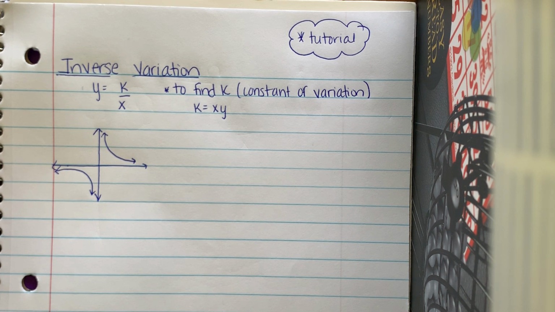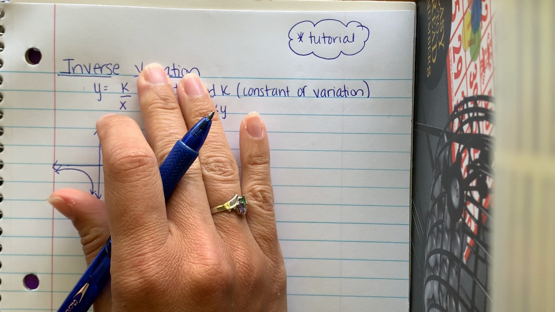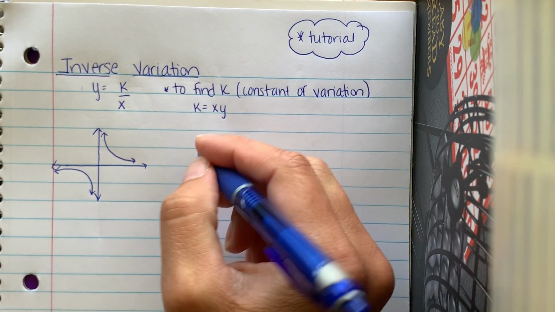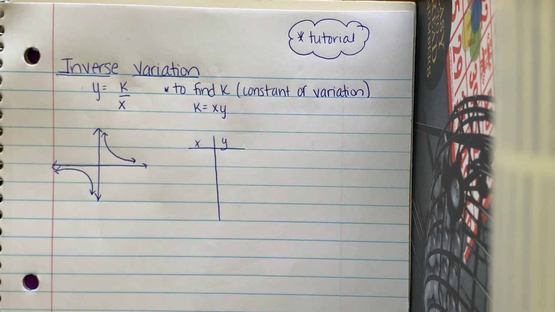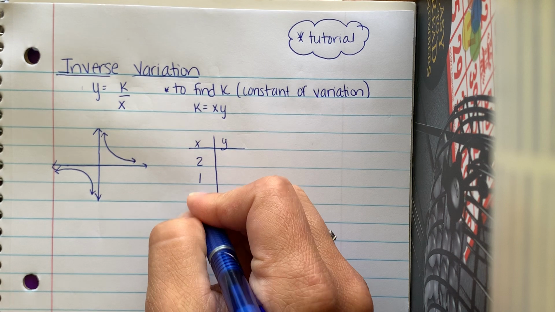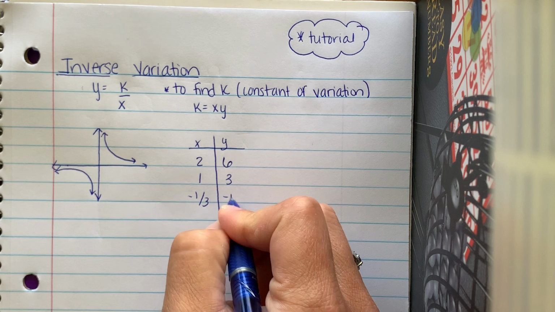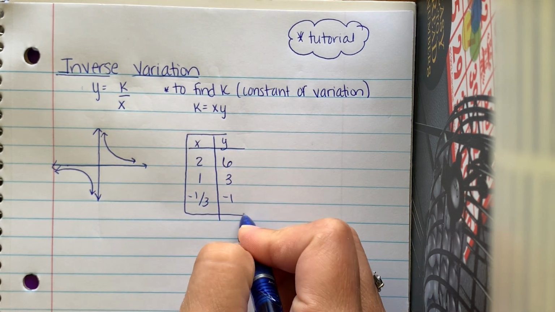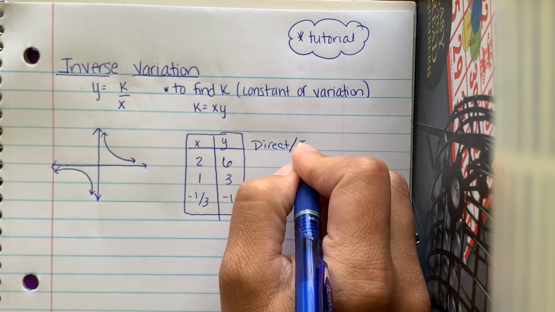So on your worksheet for this week for inverse, they're going to give you a table of values, and they're going to ask you if the table of values is an inverse variation or if it's a direct variation. So let me see if I can find one that's not going to be on your worksheet. So if they give you a table like 2, 1, negative 1/3, 6, 3, and negative 1, and they want to know, is this direct or is this inverse?